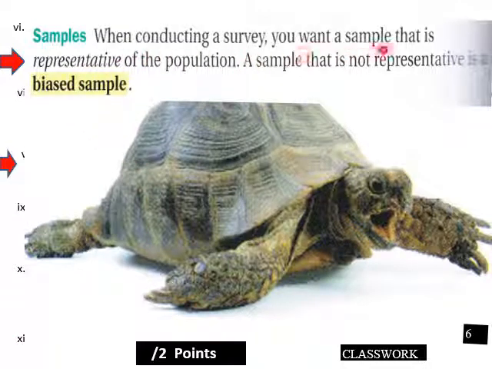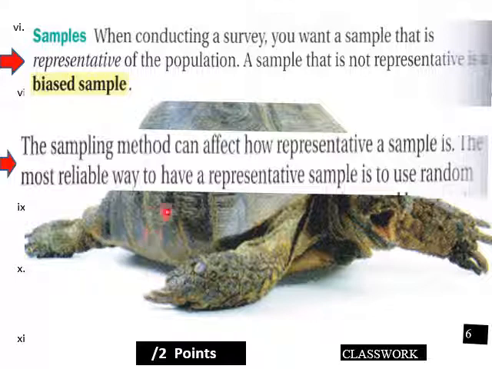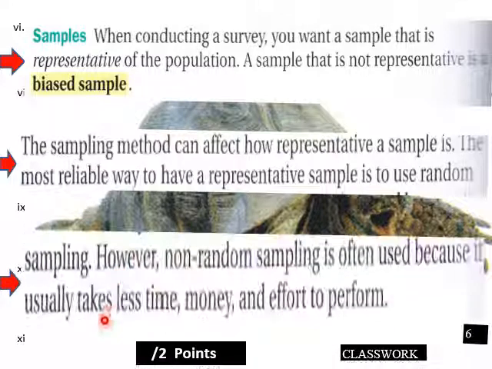When conducting a survey, you want a sample that is representative of the population. A sample that is not representative is a biased sample. The sampling method can affect how representative a sample is. The most reliable way to have a representative sample is to use random sampling. Random sampling is often used because it usually takes less time and money to perform.